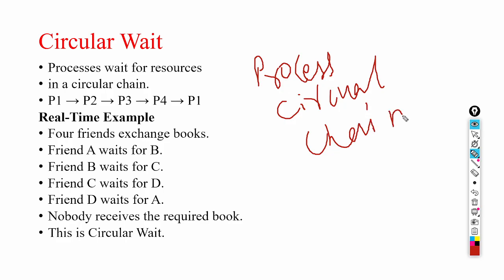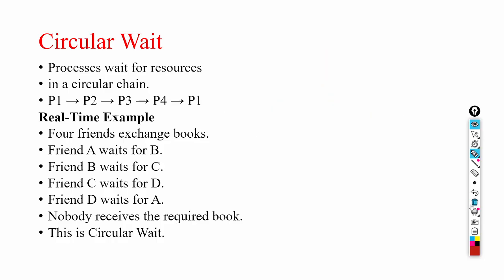Since every process is waiting, nobody can proceed. This creates an endless waiting situation. The circular wait is one of the easiest ways to identify the deadlock.